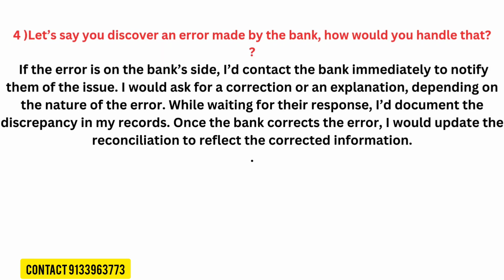Let's say you discover an error made by the bank. How would you handle that? If the error is on the bank's side, I'd contact the bank immediately to notify them of the issue. I would ask for a correction or an explanation, depending on the nature of the error. While waiting for their response, I'd document the discrepancy in my records. Once the bank corrects the error, I would update the reconciliation to reflect the corrected information.